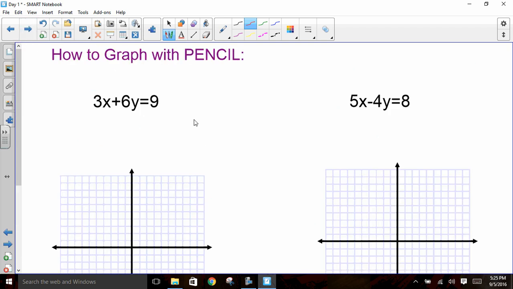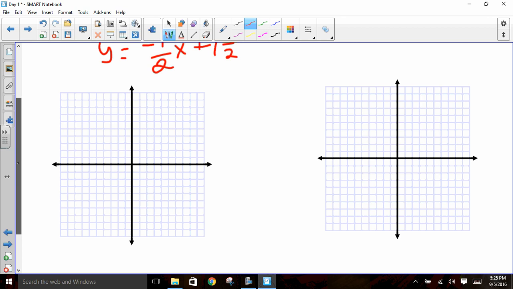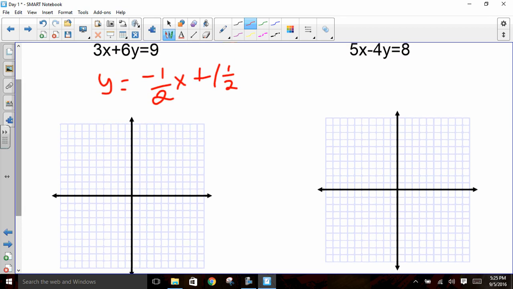Now we're going to learn how to graph with a pencil. If you notice, these are the exact same equations as the ones on the slide before. So we had y is equal to negative 1/2 x plus 3 over 2. Now 3 over 2 is just 1 and 1/2, or 1.5. We talked about on that first slide that my last term, or that b, is what's called my y-intercept. Now we've seen graphing before. This is just a nice little refresher.